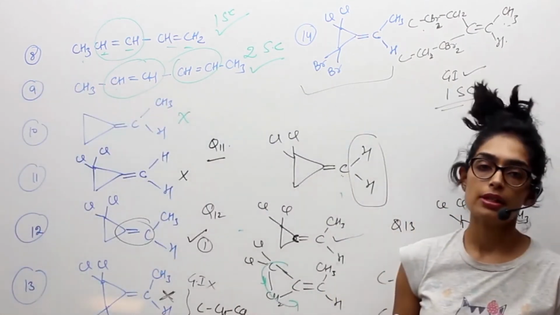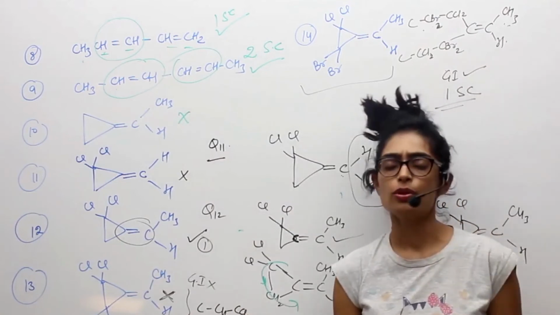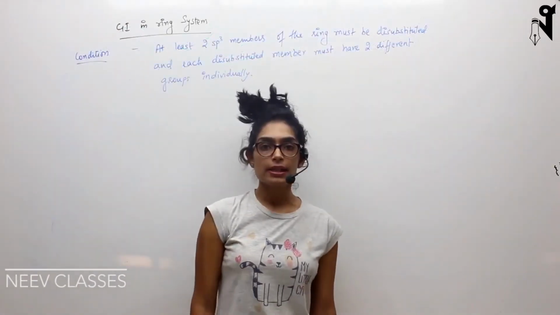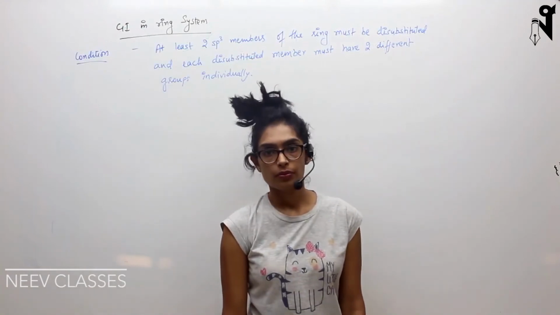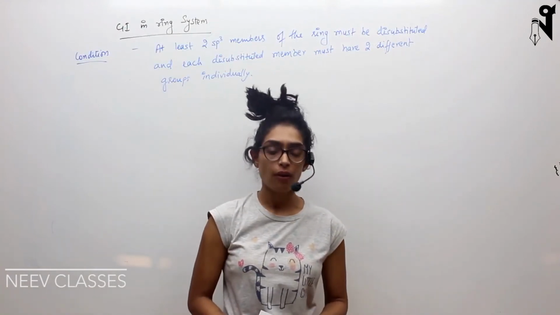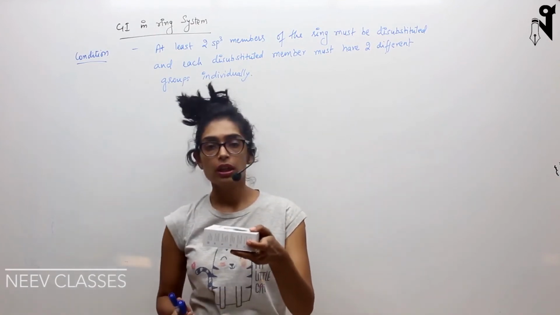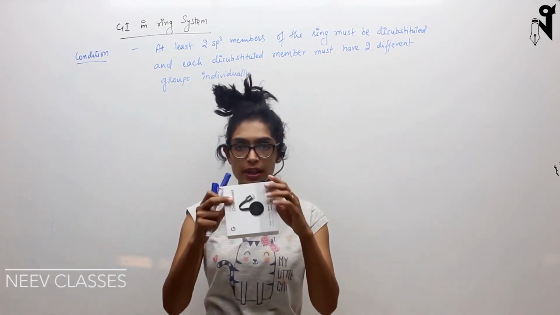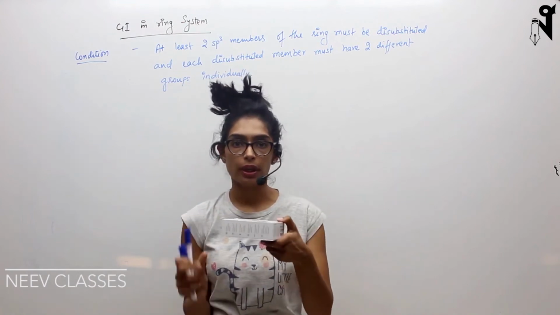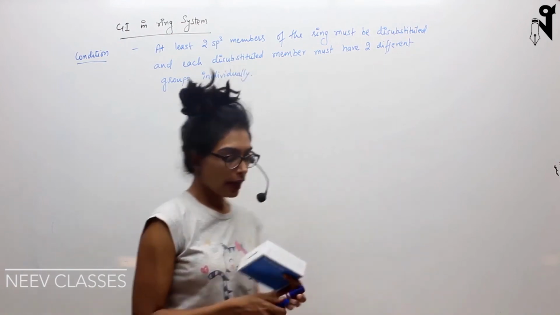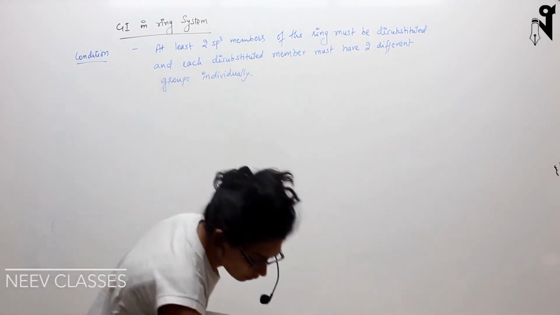Now let's talk about the next category of GI, I mean the next kind of molecules which can show you GI. So GI in ring system. To understand GI in ring system, I'll show you an explanation through a demonstration. So this is my cyclic ring. This is cyclobutane.